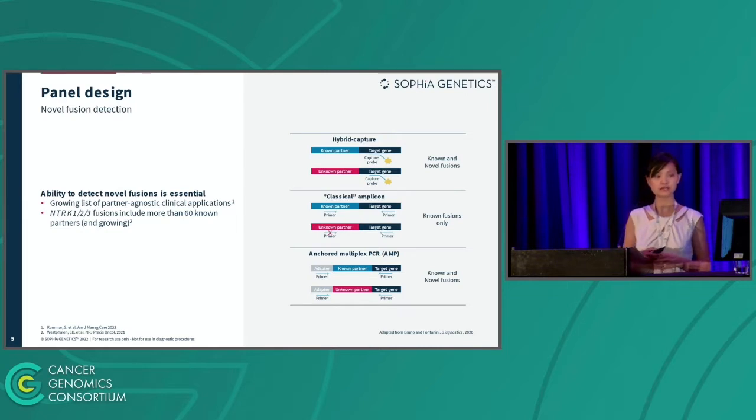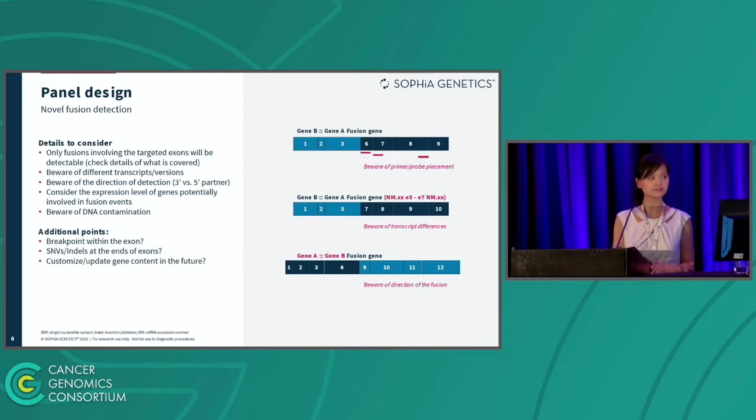So that would rule out, for example, a classical amplicon method, which would leave you with a capture-based method or an anchored multiplex PCR method. Regardless of the method that you choose, there are details to consider in your panel design to detect novel fusions, particularly related to probe or primer placement. So look at the details of what is covered by the assay. So what are the fusions that will be detectable?